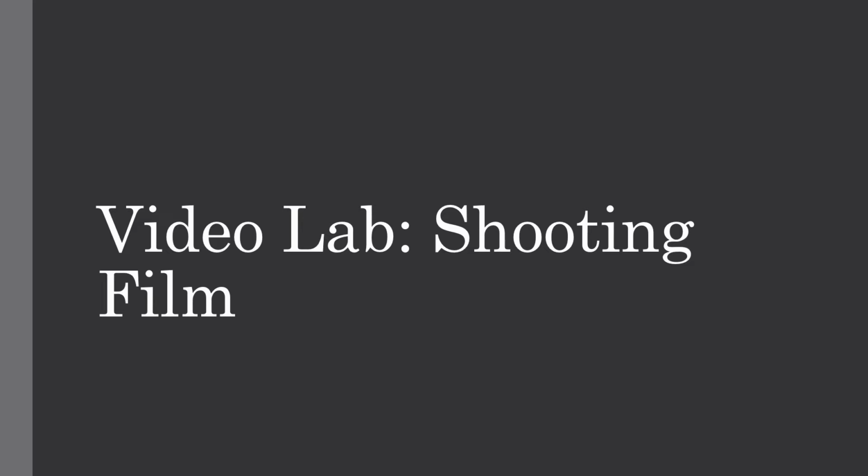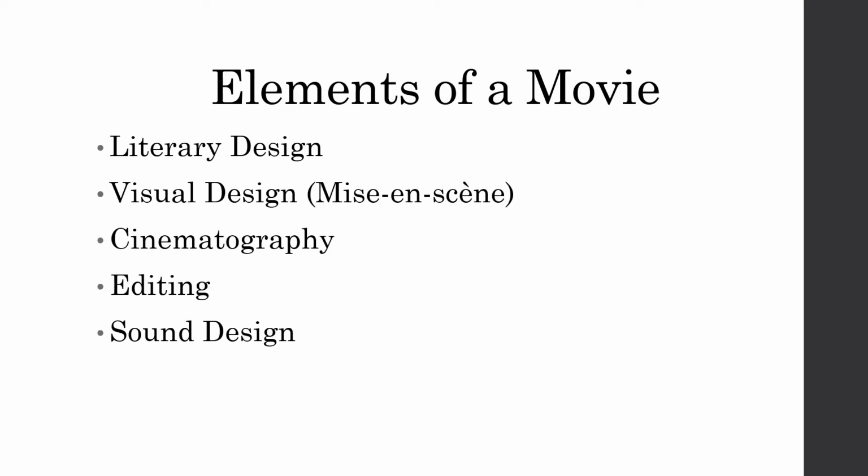Today, I will discuss ways to shoot movies. When talking about films, there are 5 basic elements that you need to consider. There's literary design, so your story, your plot, and all that. Visual design, so how you arrange things to be filmed. Cinematography, which deals with your camera. Editing, how you put all the footage and sound together. And sound design. Today, we'll mostly focus on visual design and cinematography.